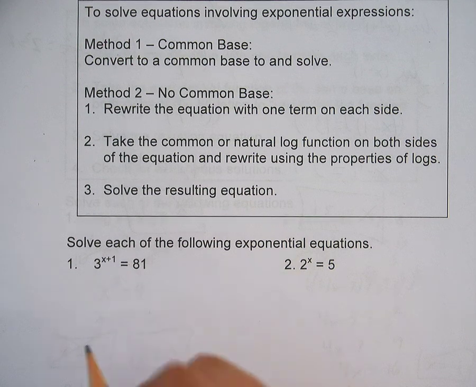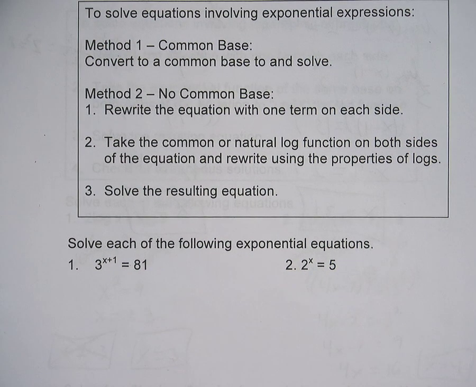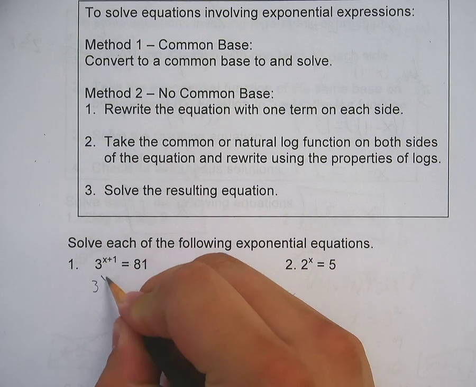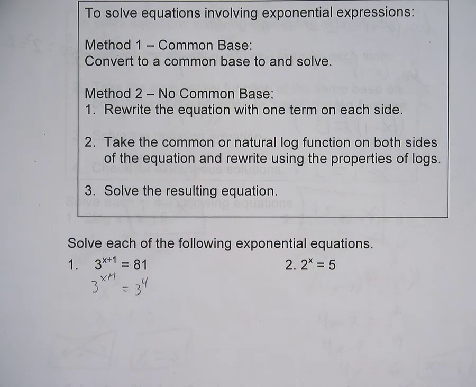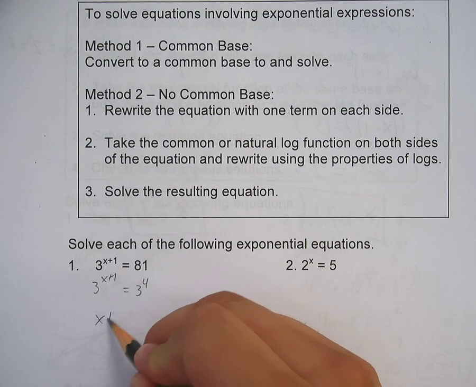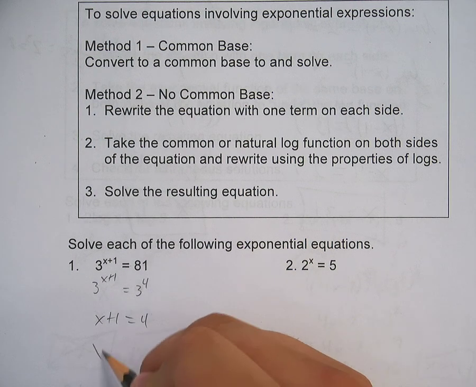3 to the x plus 1 equals 81. Well, you can rewrite that and use 3 to the x plus 1, and instead of 81, just call that 3 to the 4th. That's method 1. And then solve it, so x plus 1 equals 4, x equals 3.